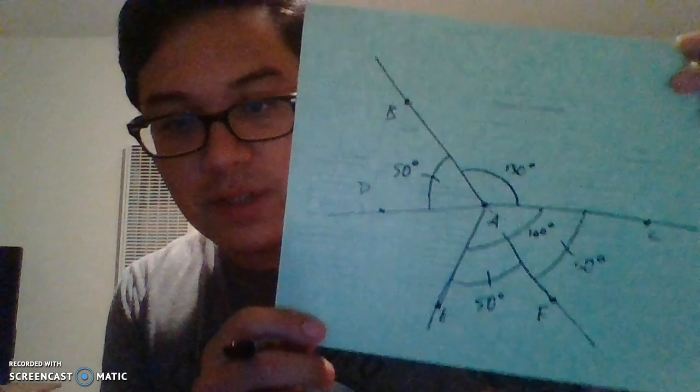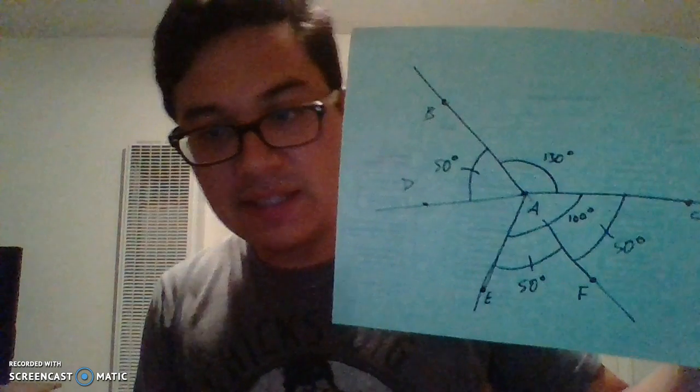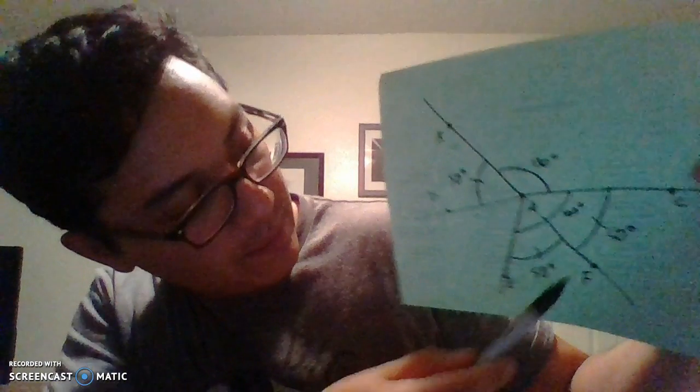All right, that's good. So we're trying to find the angle. The first one is FAC. So we're looking at this angle. We found that. That's 50 degrees. Yay. That's your first one.